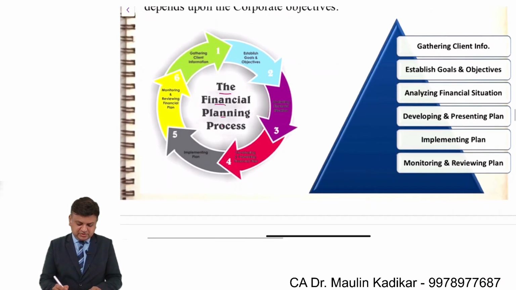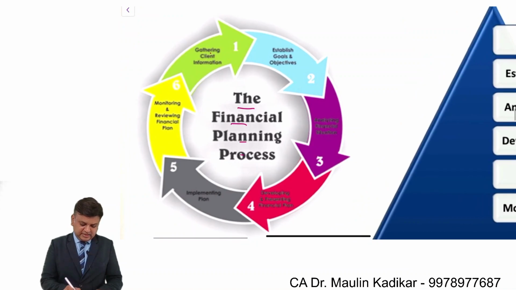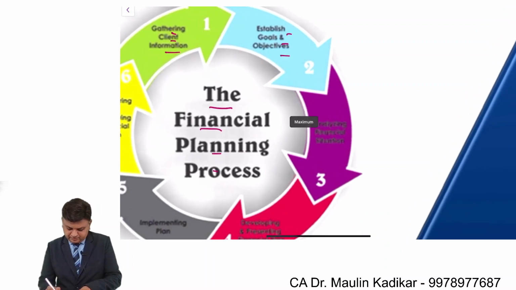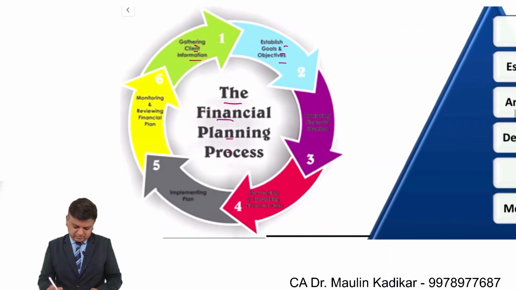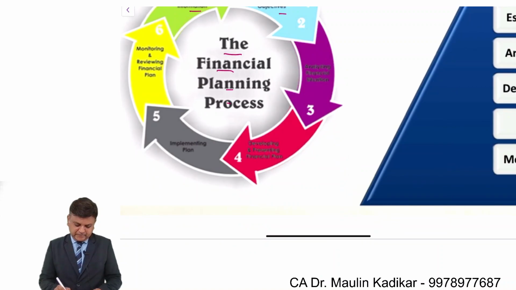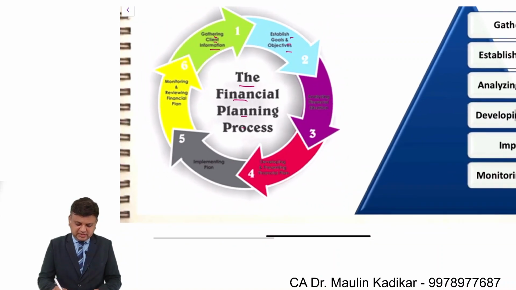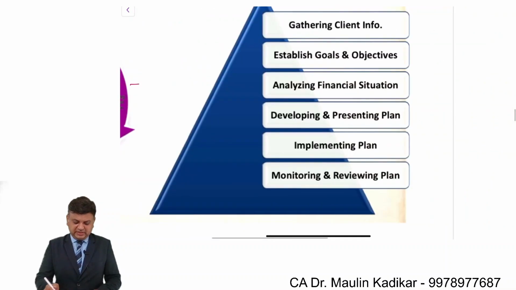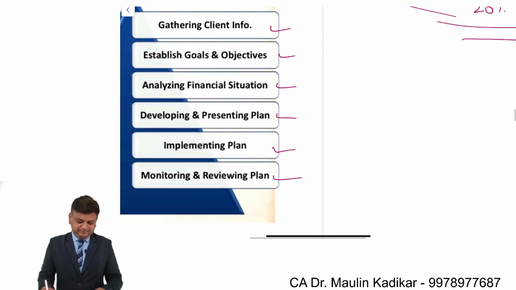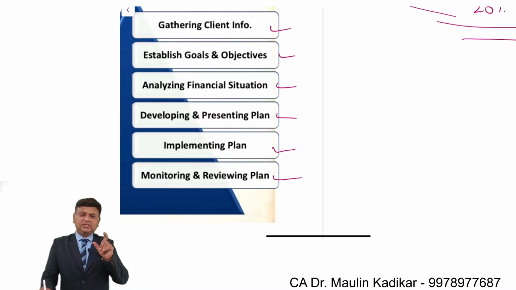So the financial planning process: gathering client information, establishing goals and objectives. This is a kind of portfolio management that we do. Gathering client information, establishing goals and objectives, analyzing the financial situation, developing and presenting the plan, implementation and monitoring, and the reviewing of the plan. So this is to some extent connected to the portfolio management.